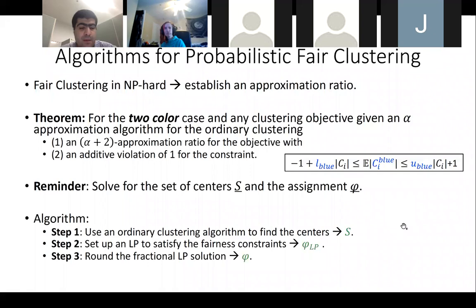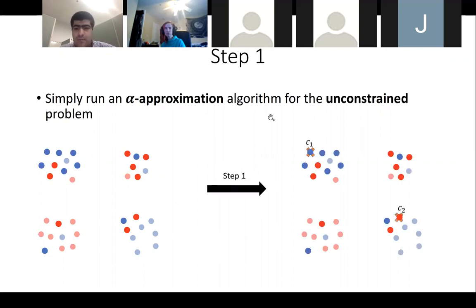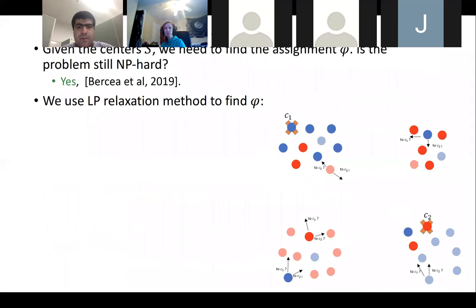Okay, so let's talk about step one of the algorithm. We have the collection of data points. In step one, we simply run an alpha approximation for the unconstrained problem. After we run step one, we might end up with a center right here, C1, and another center, C2. Now that we have the set of centers, we need to find the assignment function phi. This is actually a different problem than clustering, because you now know the centers. You just need to assign the points to the centers.